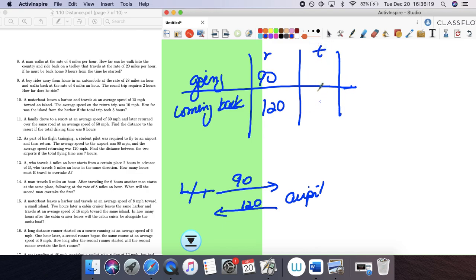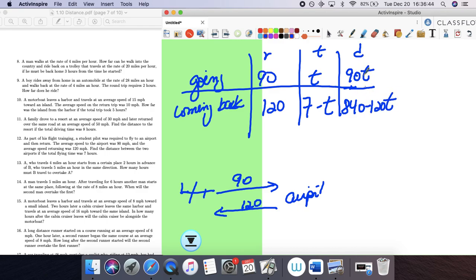We know that the whole round trip was 7 hours. The going and coming back total 7. So let's call the going T, which means the coming back will be 7 minus T. The distance going is 90T, and coming back it's 840 minus 120T.